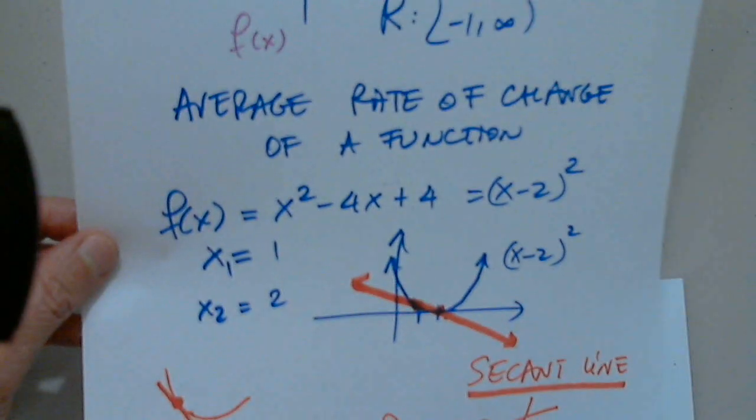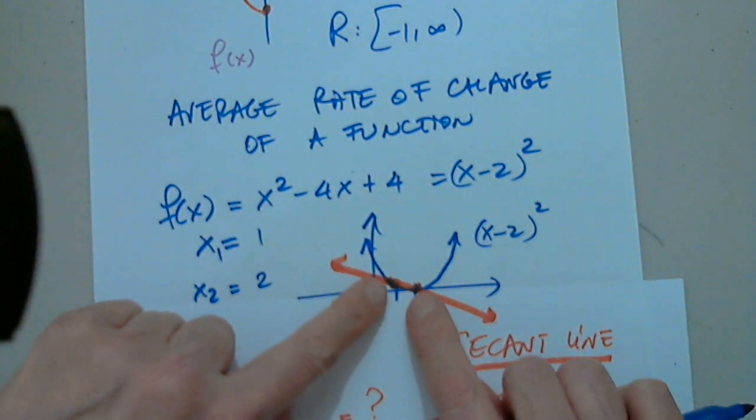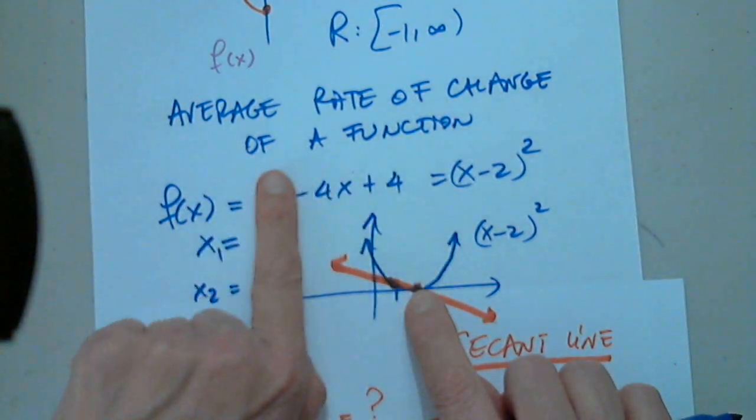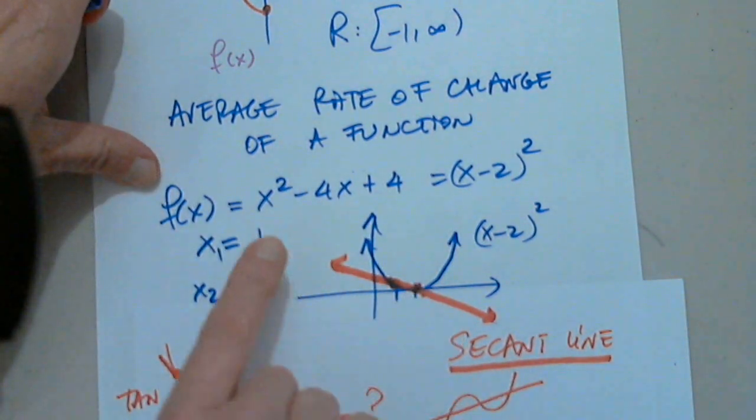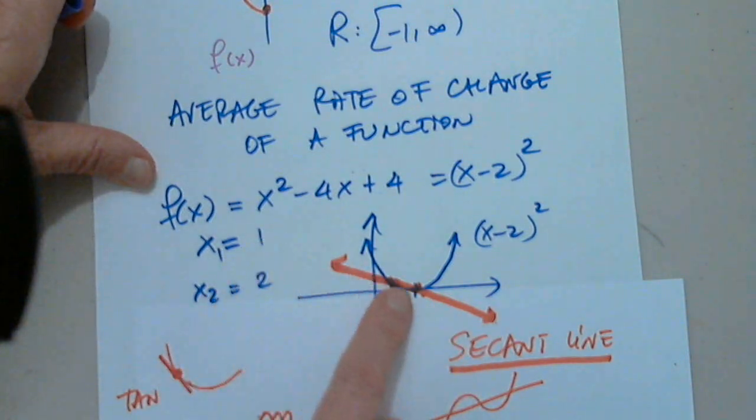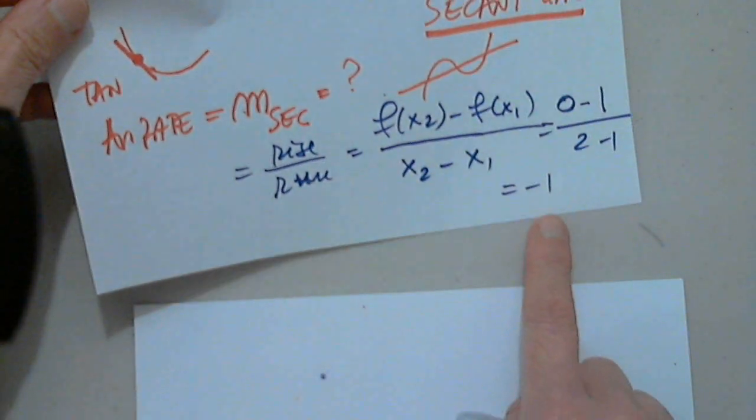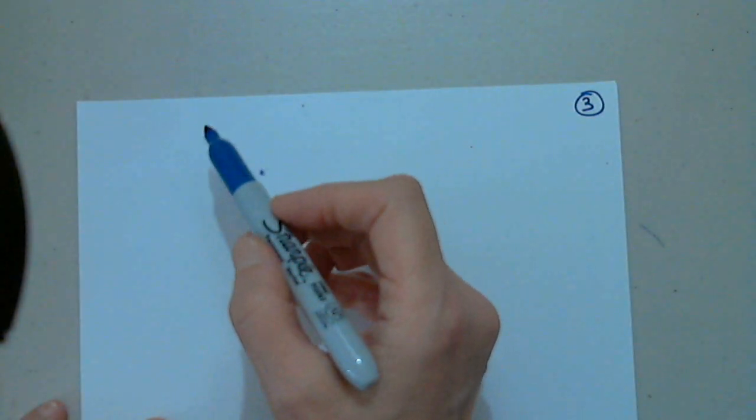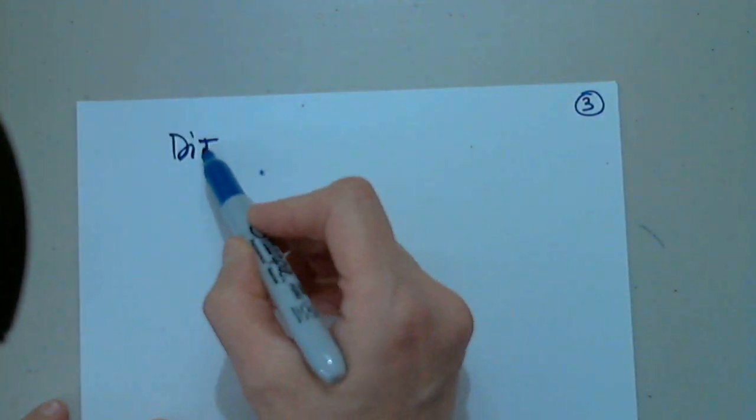What does this mean? It means that between these 2 points, the average rate of change of this function, as we know it's negative because it's a negative slope, will be negative 1. Keep this in mind. And now, stop me if you have any questions. Anyone? Any questions? So now let's talk about something called the difference quotient.